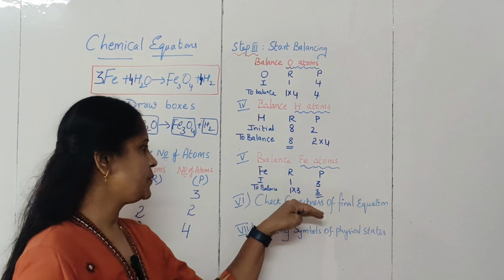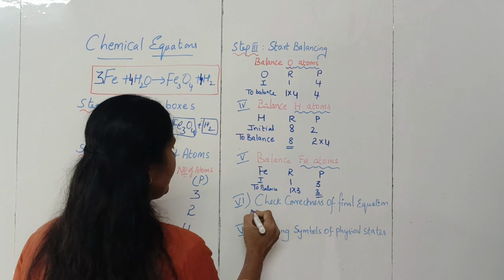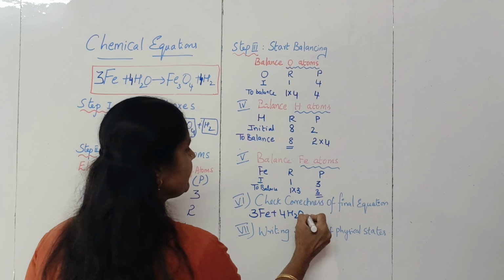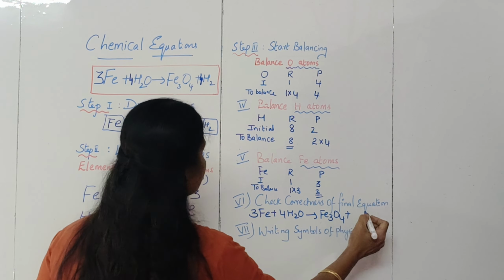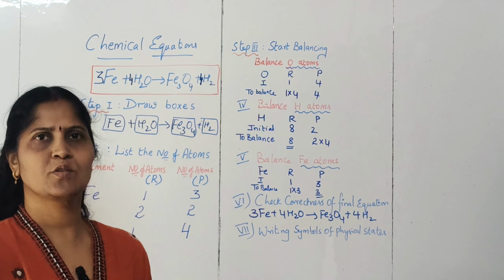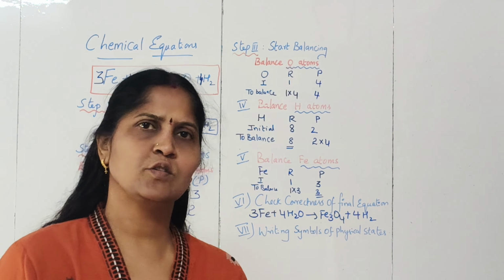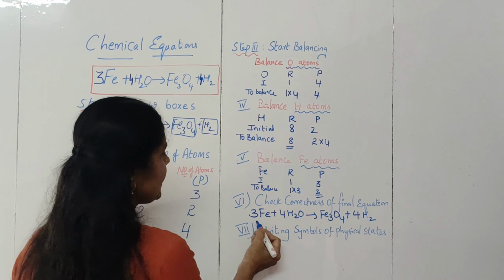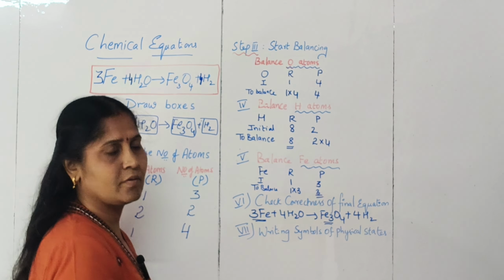Coming to the 6th step, check the correctness of the final equation. Now what is our final equation? If you write down 3Fe plus 4H2O giving rise to Fe3O4 plus 4H2. So let us check whether it is all balanced or not. When you have to check whether it is balanced or not, check whether the atoms are all the same on either side. So 3 iron are here. Do we have 3 iron here? Yes, both of them are 3 on either side.